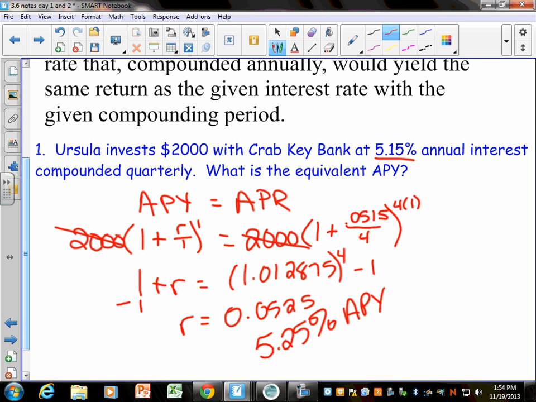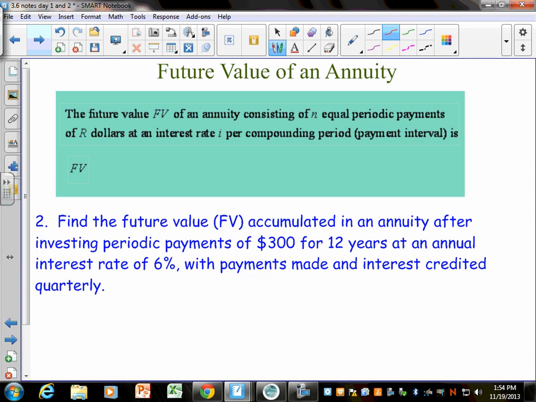So sometimes banks will advertise their APY over their APR because people look at interest rates and they want to see the bigger number, even though it's really the same thing. It's just compounded differently. I think there's like 1 or 2 questions about that today. Not too bad. But the other big stuff is this one. I love these formulas. Okay, maybe not love, but they're kind of fun.